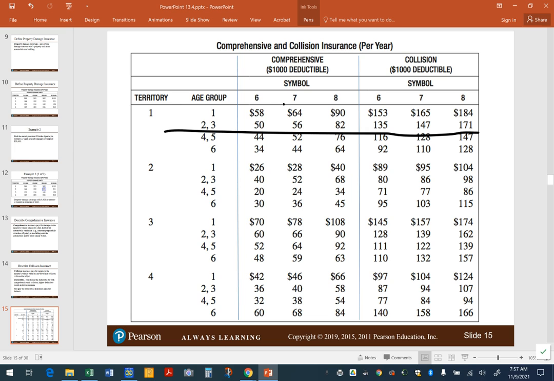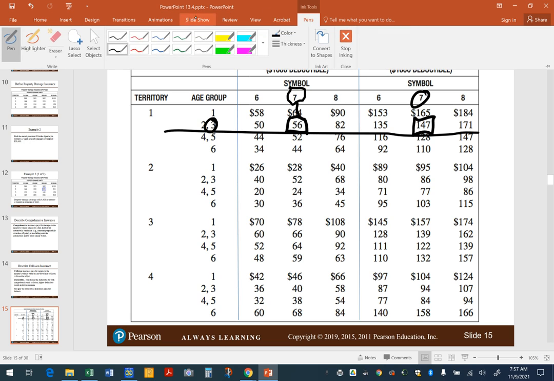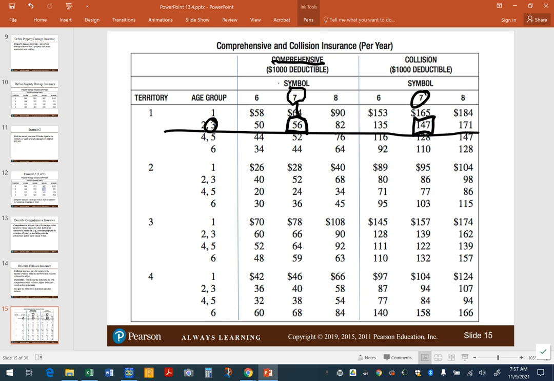So if you have a symbol 7 vehicle and you have a 3-year-old vehicle, your comprehensive insurance cost will be $56, and your collision will be $147. So you would add those two together to get the cost of your comprehensive and collision. And notice that the deductible on both of those is $1,000.